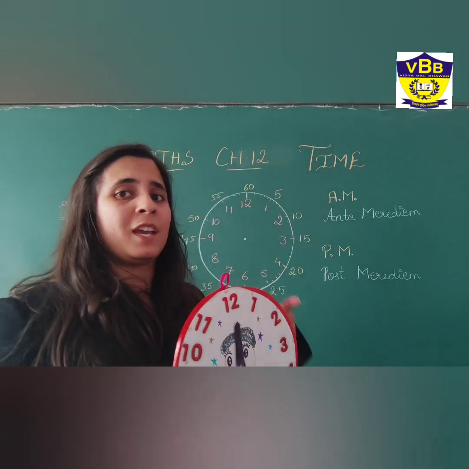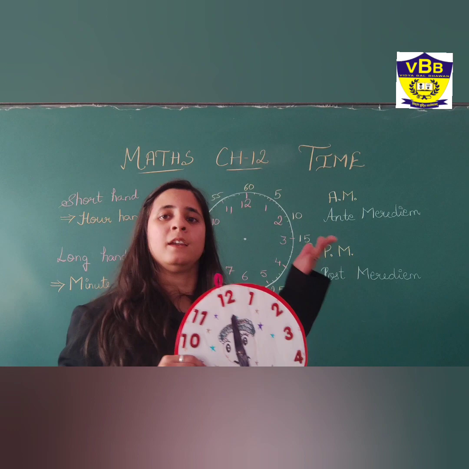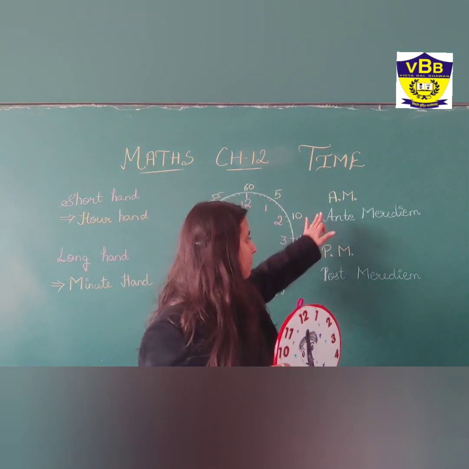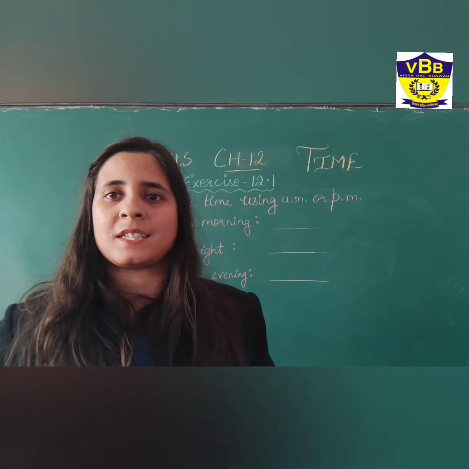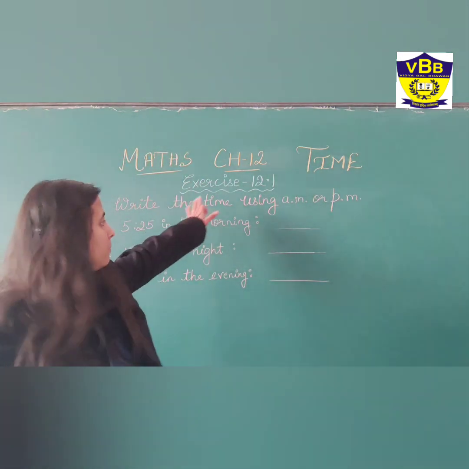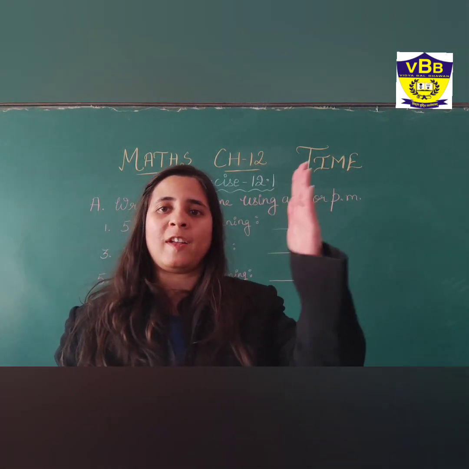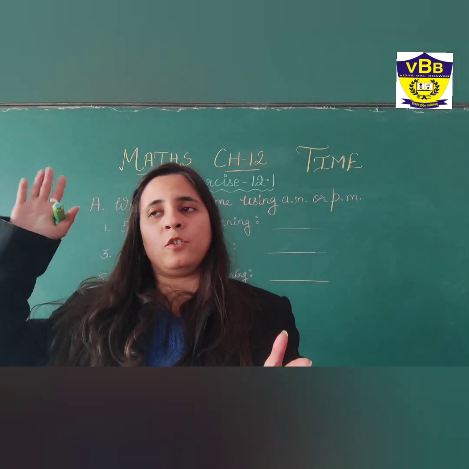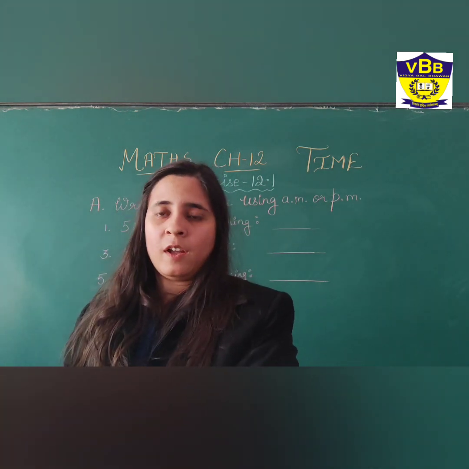So that means we are having our dinner at 8 PM or 9 PM. So morning and evenings are differentiated with AM and PM. Now let us discuss exercise 12.1. A part says that we have to write the time using AM or PM. AM is used from 12 midnight, when it's night, till 12 noon, from the morning, and PM is used from 12 noon to 12 midnight.